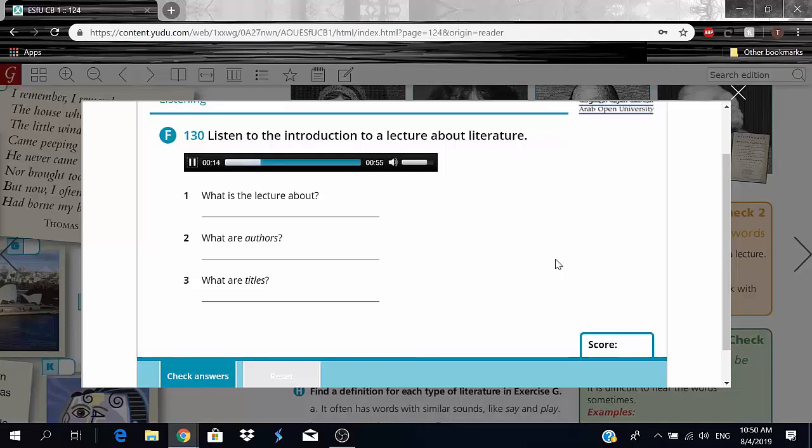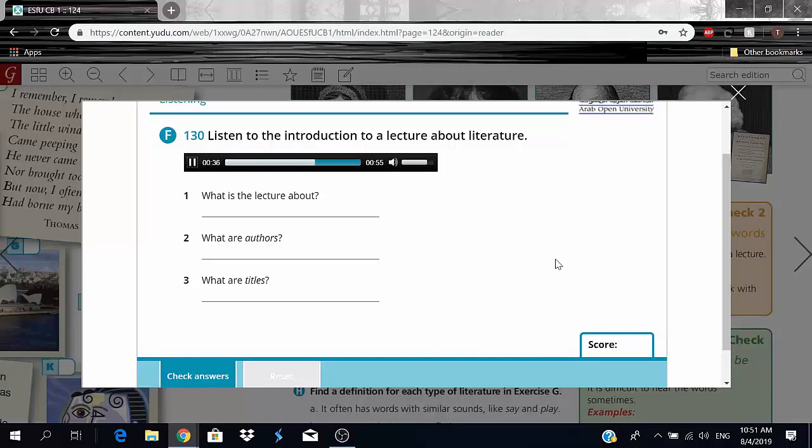Every culture has its own art and literature. However, I'm not going to talk about art today. I'm going to talk today about literature in Western culture. I'm going to talk about famous authors, writers of literature. And I'm going to mention some famous titles, that is, the names of famous books and poems and plays.